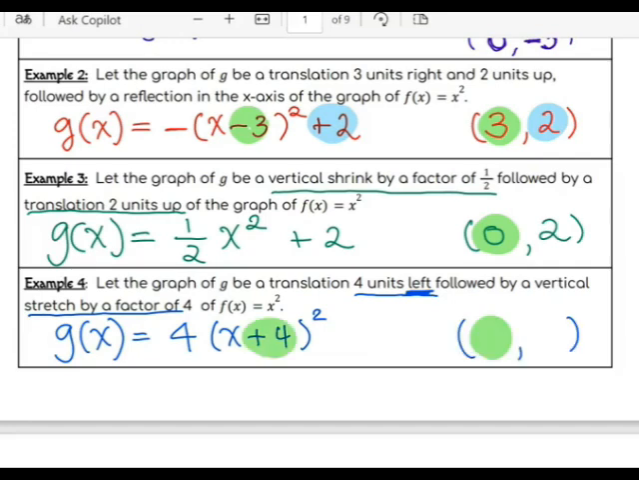The x value of the vertex, that's what's inside of the parentheses, opposite world, because it moved left 4, so that's minus 4, negative 4. The y value of the vertex is 0. How do I know it's 0? It did not move up or down. Nowhere in that description did it say up or down.